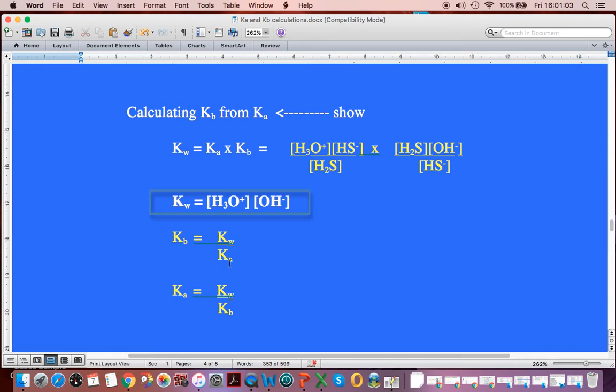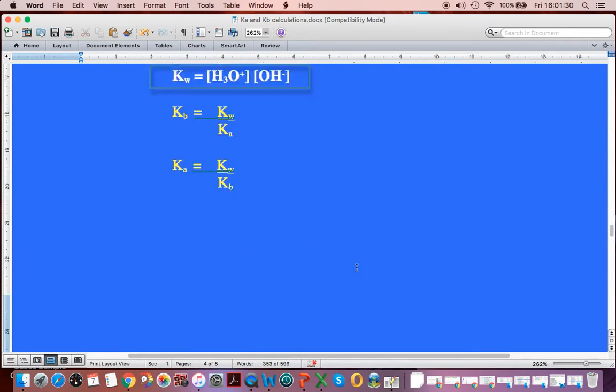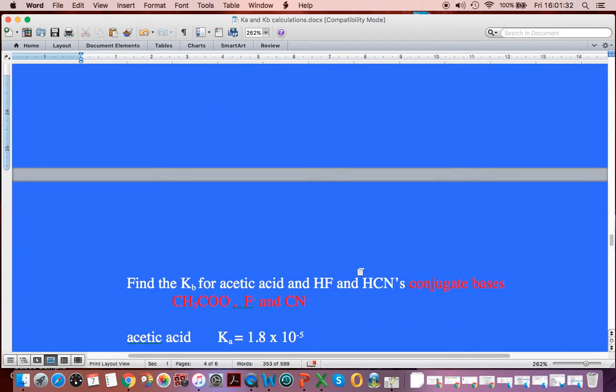You have a chart of Ka values for many weak acids. So often you'll be asked to find the Kb for a conjugate base of a particular acid. So get used to using this formula. In the rare event that I gave you a Kb and asked for a Ka, then it'd be Kw divided by Kb. So we're going to start off by doing some examples of these kinds of calculations, and then we'll deal with a weak base and figure out a pH and things like that.